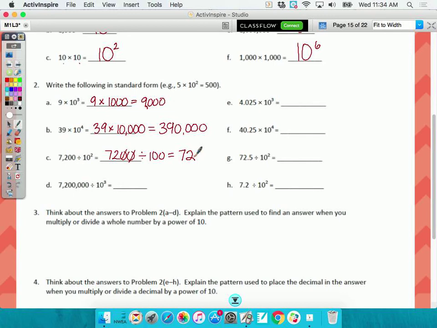Okay, I like these zeros. 7,200,000 divided by what? 1,000. Which number has 3 zeros? 1,000. Okay, so how many zeros do I get to cross off this time? 3. So my answer is 7,200. Okay, so that's enough of the easy zero trick. Over here it looks to me like we don't have whole numbers. So what trick will I use? The decimal trick.